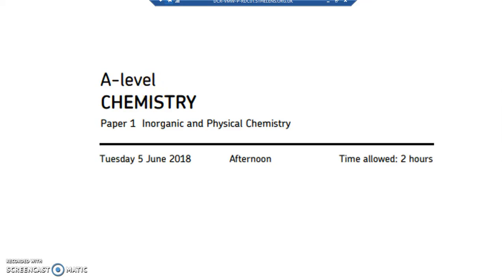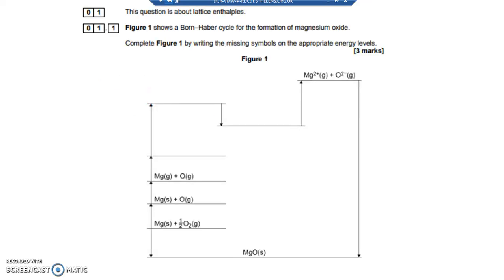A-Level Paper 1, June 2018. Complete the Born-Haber cycle. So what have I got? I've got magnesium solid, staying as magnesium solid, half a mole of O2 gas going to O, so breaking the bonds, so enthalpy of bond dissociation or enthalpy of atomization. Magnesium solid going to magnesium gas, so enthalpy of atomization.